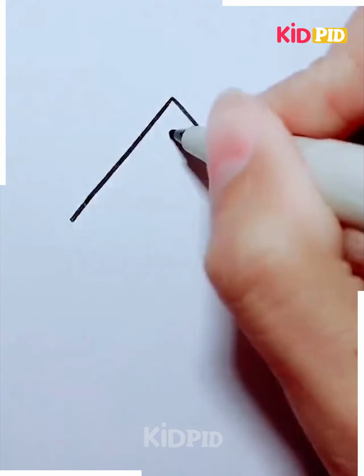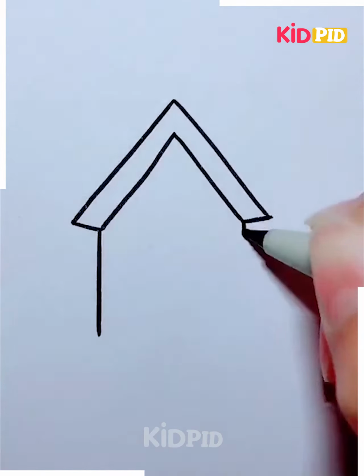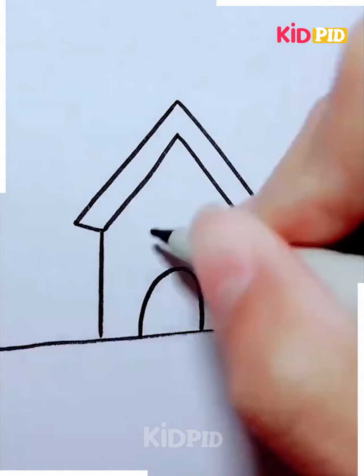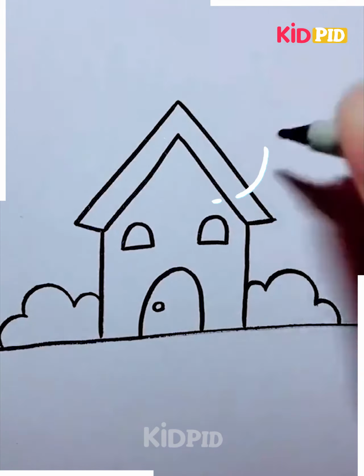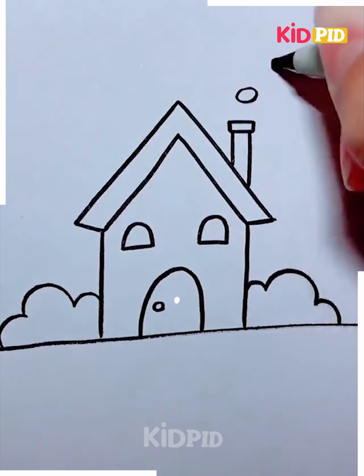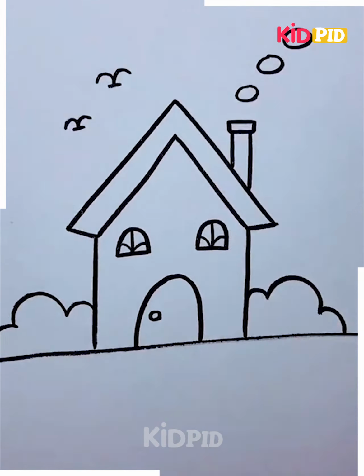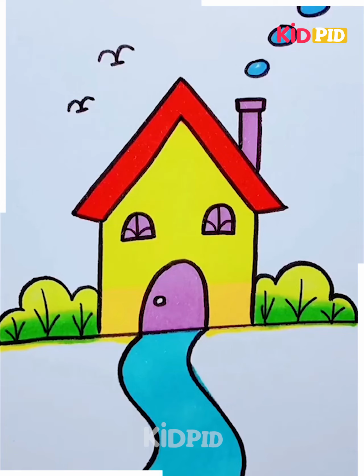Now we draw the next picture. This is also a house and the shape of the door may be different. This is in a hemispherical shape or a circular shape. The windows are also in a similar shape. Okay, coloring this makes it very beautiful.